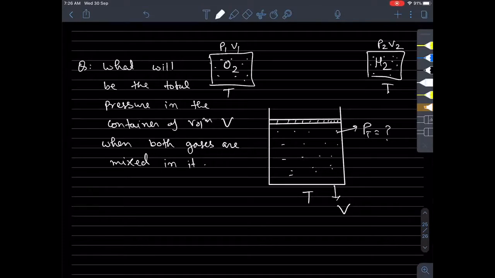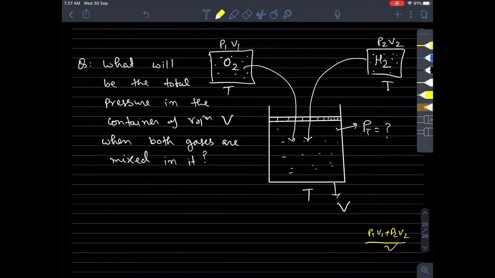Right, that's what my question is. We are mixing both of them, assuming there is no chemical reaction taking place. So P1 V1 plus P2 V2 by V, that is your answer. I'll wait for others also.